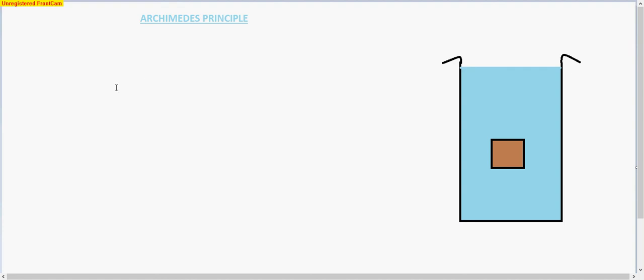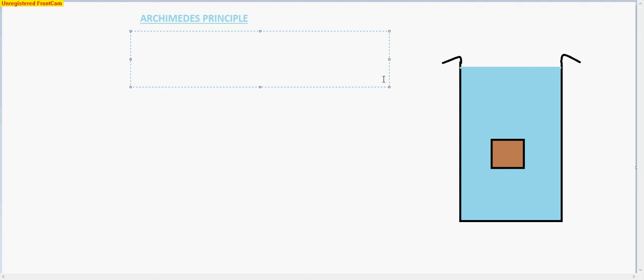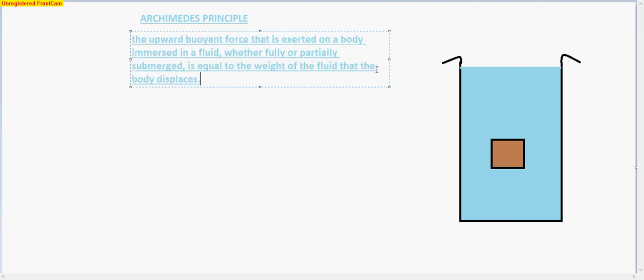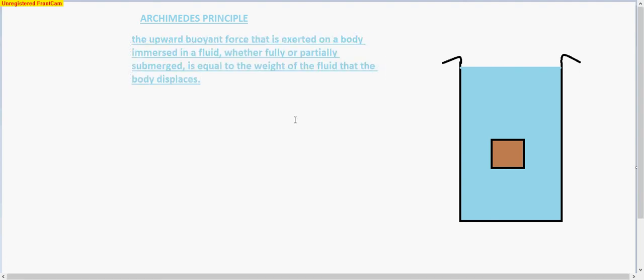Okay, first of all, I'll copy paste the Archimedes principle from Wikipedia. Already copied it. Yes, that is the Archimedes principle. The upward buoyant force that is exerted on a body immersed in a fluid, whether fully or partially submerged, is equal to the weight of the fluid that the body displaces. Now, what did Archimedes mean from this?